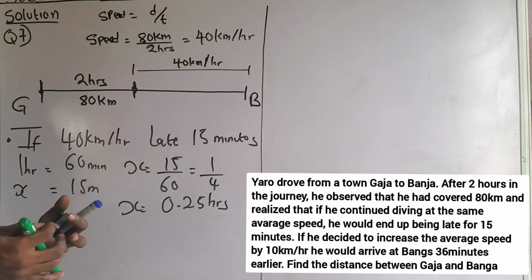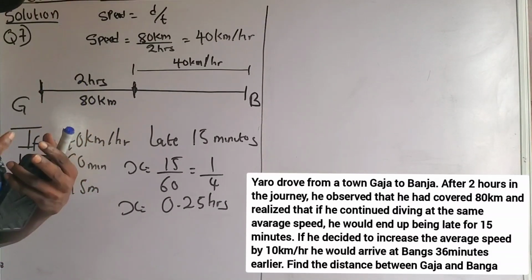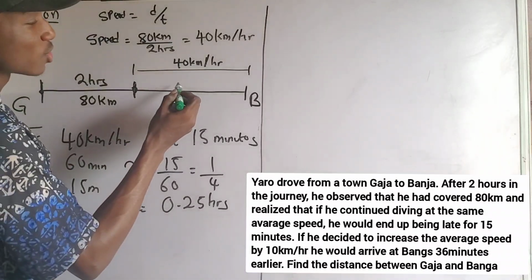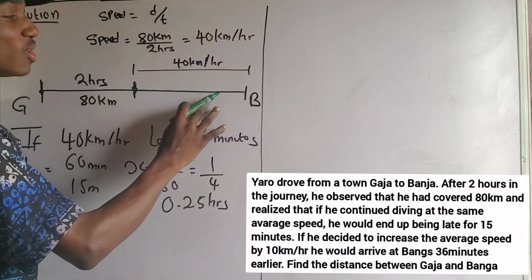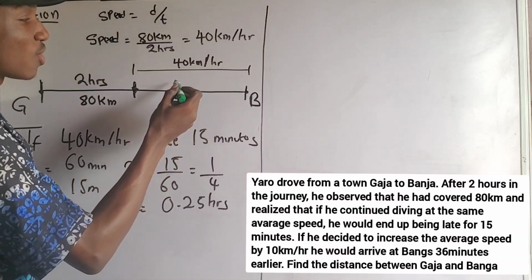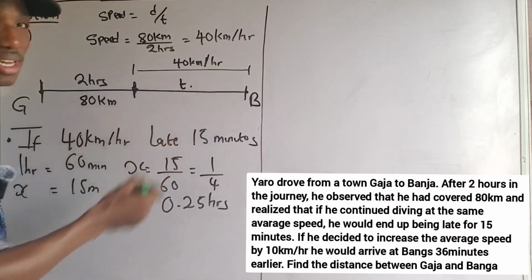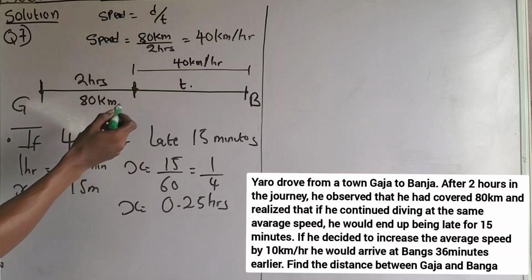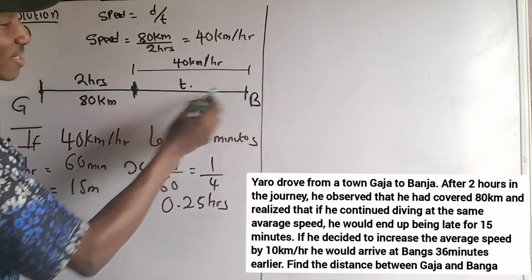Now, if Yahweh is late by 15 minutes, that means he is going to spend an additional 15 minutes on the journey. Do you understand? So let's call the time that he is going to use to cover this distance T1. It's simple. I'm just trying to interpret the question for you so that you can get the calculation correctly.